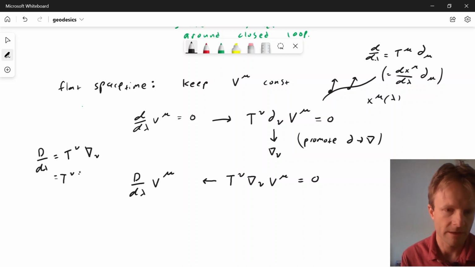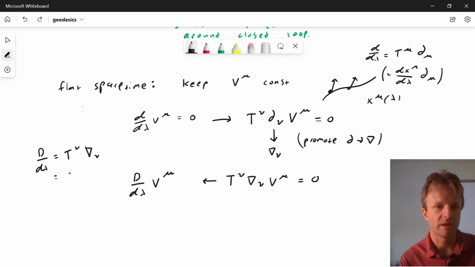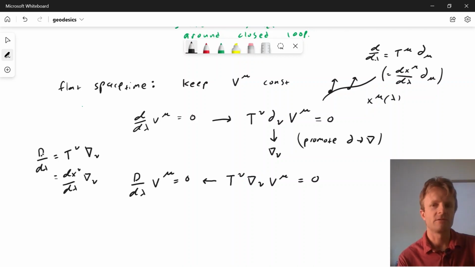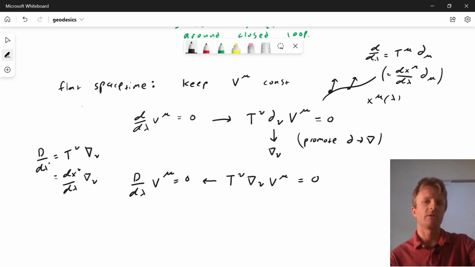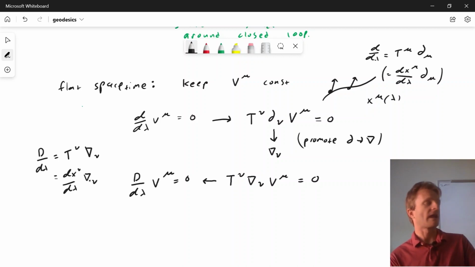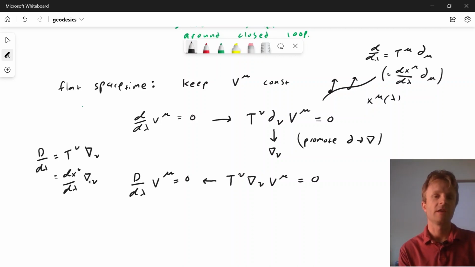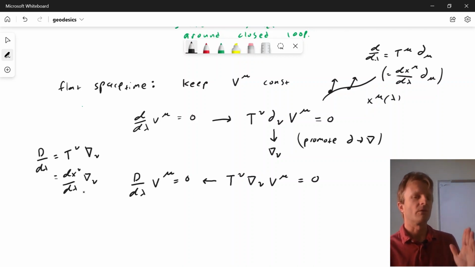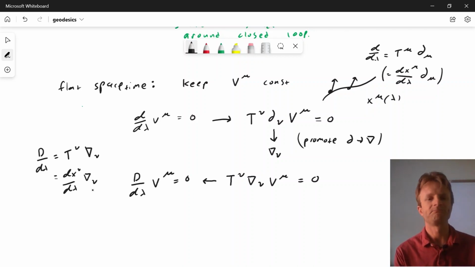Sorry, what I meant to write here was just plug back in for T nu so it doesn't look so obscure. Dx nu d lambda del nu. And the reason it's nice to think about this as an operator is that it makes you realize it's just a derivative operator along the curve. Even though I've written it in terms of this covariant derivative operator, which could act in any space-time direction, it's being contracted with the tangent vector to the curve. And so it really only acts in the direction along the curve.